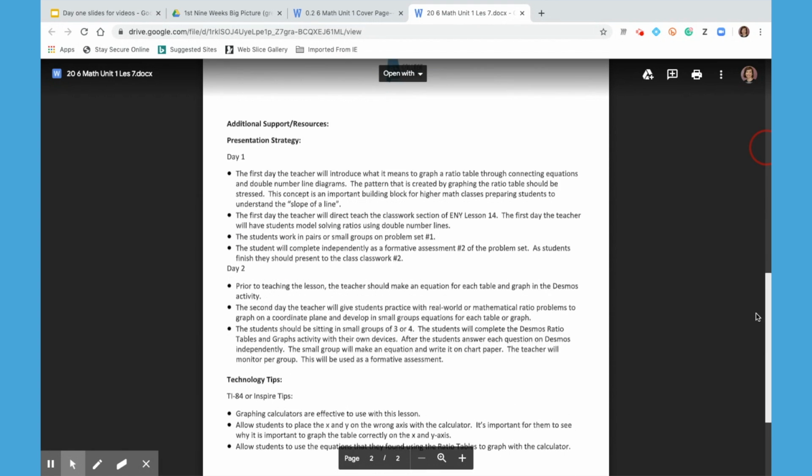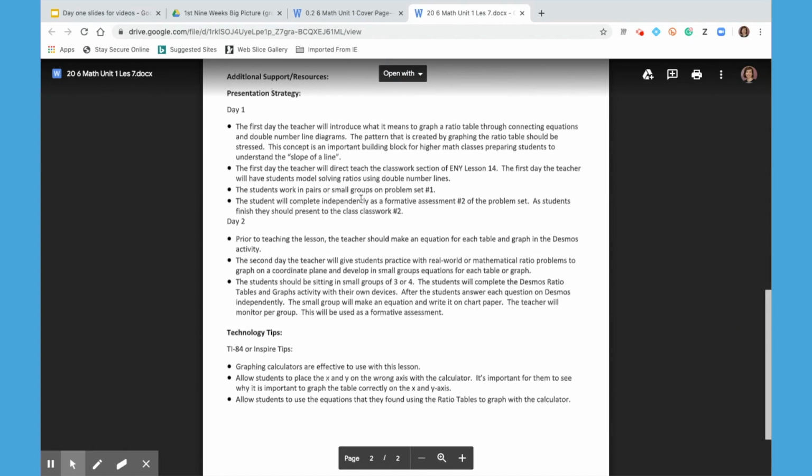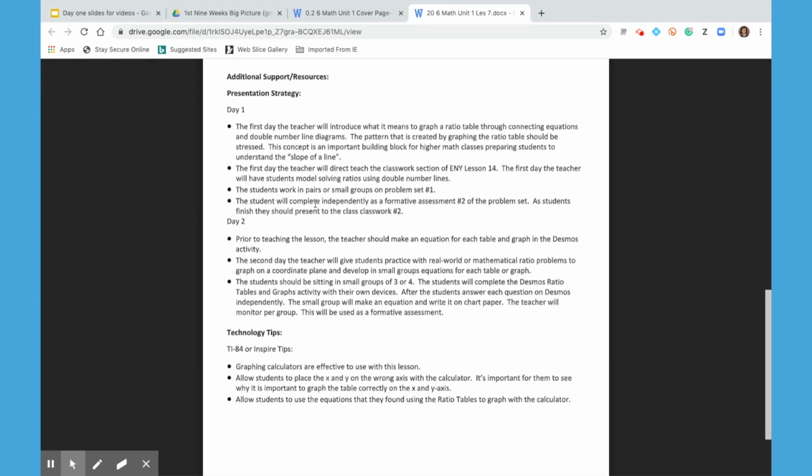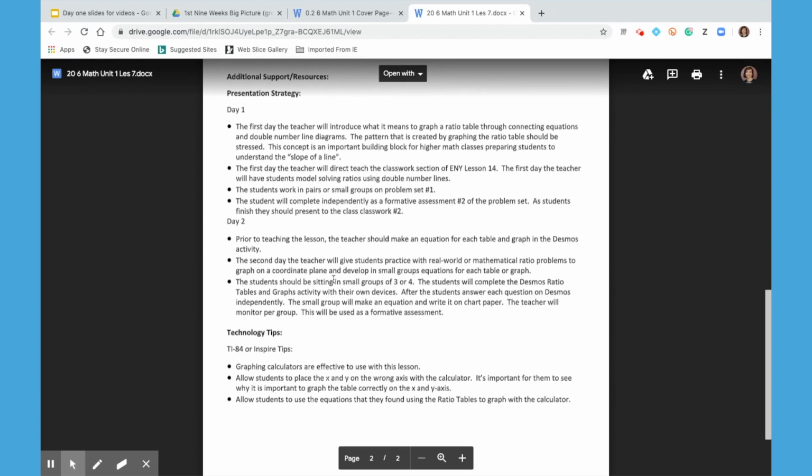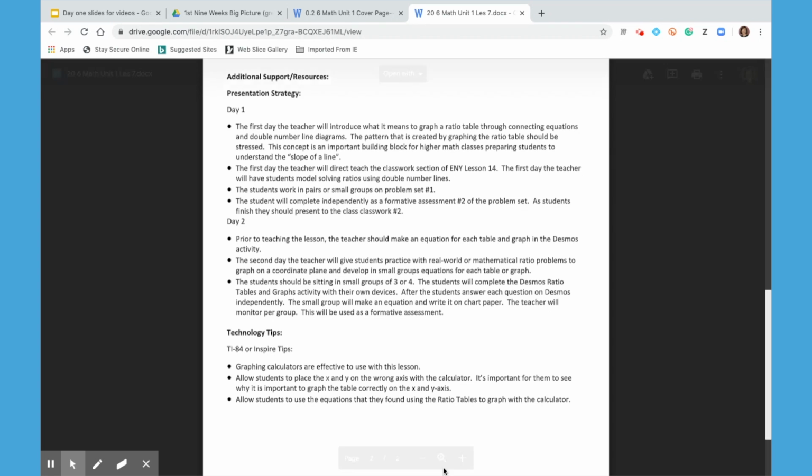Going on to the presentation strategies. The first day, the students will work through an Engage New York lesson. And the second day, this is where we'll be actually picking up in our groups with a Desmos lesson. So let's go ahead and get started on that lesson.